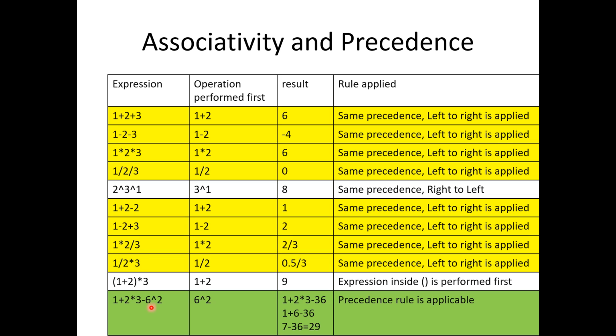So 6 is raised to 2. Okay, 6 square. Then the answer becomes 1 plus 2 into 3 minus 36. In these three, the star has the next precedence. The answer becomes 1 plus 6 minus 36. In these two, the leftmost has the highest precedence. The associativity is left to right. So 1 plus 6 is 7 minus 36. The final answer is 29.